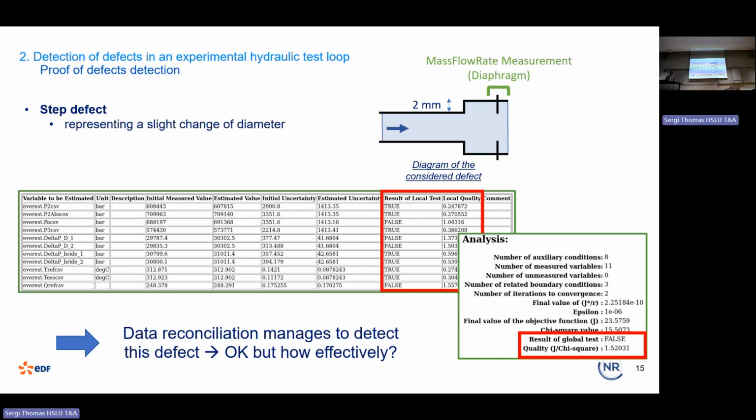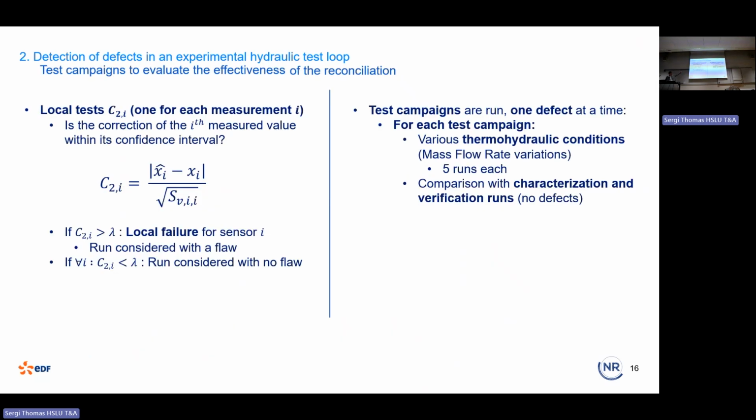But the question is, how effectively can it detect such defects? So for each test campaign, we will compute the local tests and compare them to a threshold. And so if a test with a defect is detected with a defect, it will be a true positive, and so on. So for each of the 105 measurement sets, it will be computed.